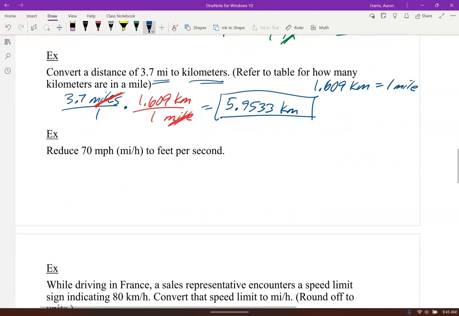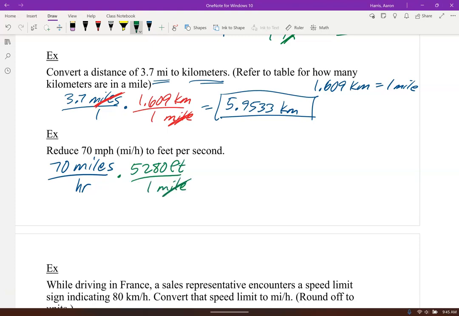Let's practice the miles per hour to feet per second. This one always seems to give students trouble, so I like to do lots of these. Miles per hour. We want feet per second. Well, let's go to feet. First of all, I know there's 5,280 feet per 1 mile. Miles are gone. Now I'm in feet. Now we're in feet per hour. Feet per hour. I want feet per second.